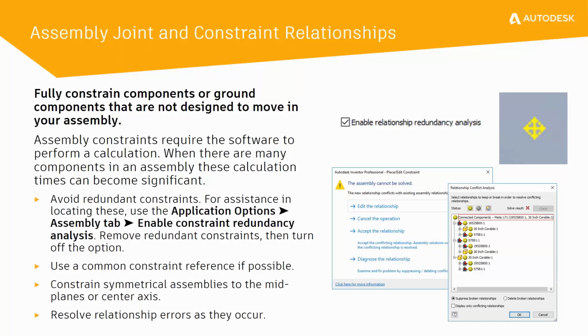Another thing you can do is use a common constraint reference if possible, and this is common inside of, say, the automotive industry, where you'll have an origin or a 0,0,0 reference point, and then suppliers will be supplying components relative to that position to save the need of adding potentially thousands of constraints inside of a large assembly. You can also constrain symmetrical assemblies to the mid-planes or center axes, but also look to resolve relationship errors as they occur.